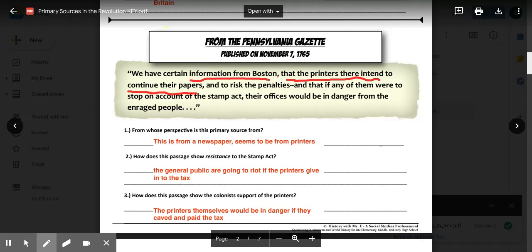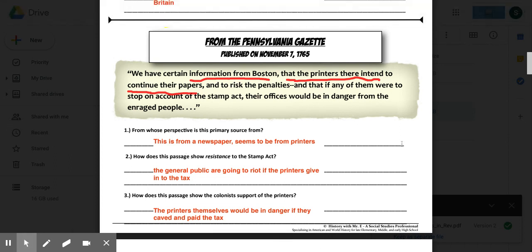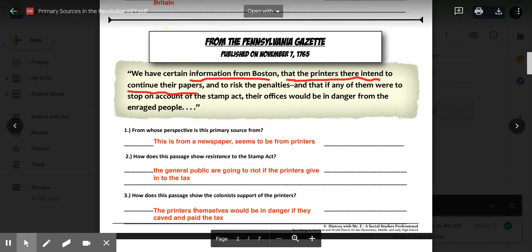I would have also accepted, that's written from the perspective of a patriot or perspective of a newspaper writer or owner. So there are other ways to answer this question that are not necessarily different, but somewhat similar. All right. I guess the trick to making the marker stay is I gotta press on this little mouse pointer cursor thing. All right, guys, number 2, how does this passage show resistance to the Stamp Act?